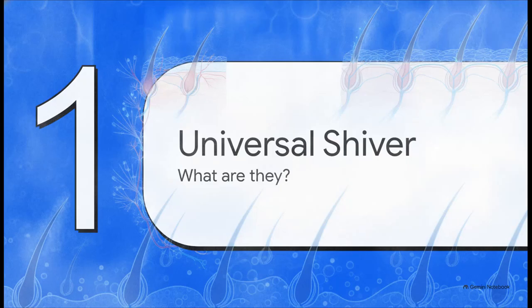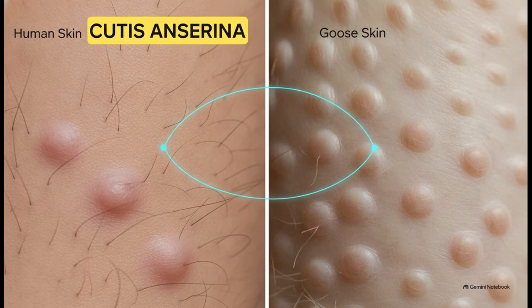Section 1. The Universal Shiver. You know, the sheer variety of terms we use to describe this is pretty fascinating. The official medical term is cutis anserina, which translates directly from Latin as literally skin of a goose. Doctors also refer to it as horripilation or the pilomotor reflex, but in everyday conversation we just call them goose pimples, or most commonly, goosebumps.